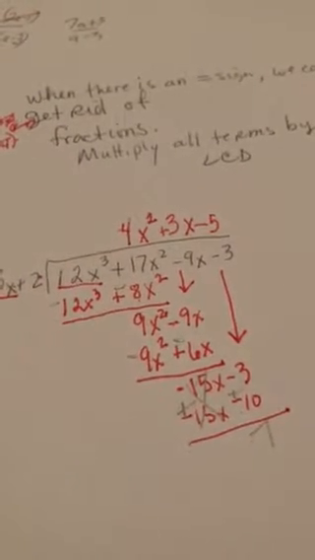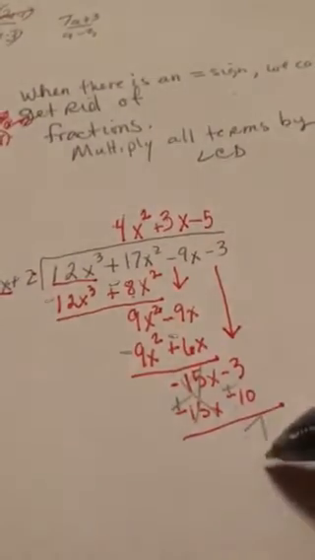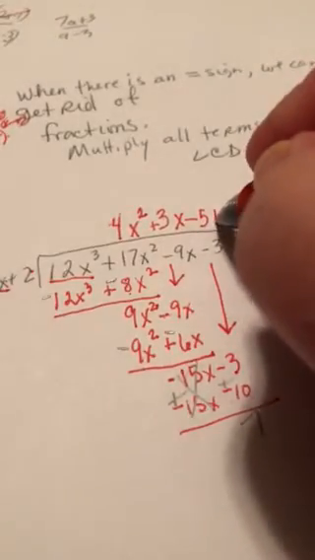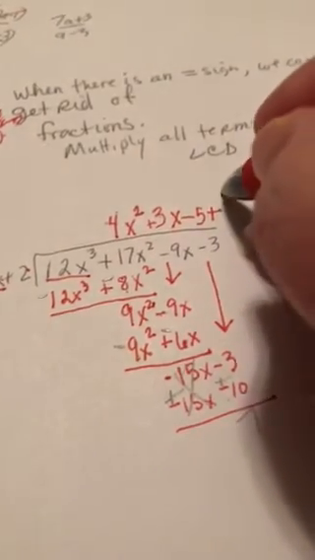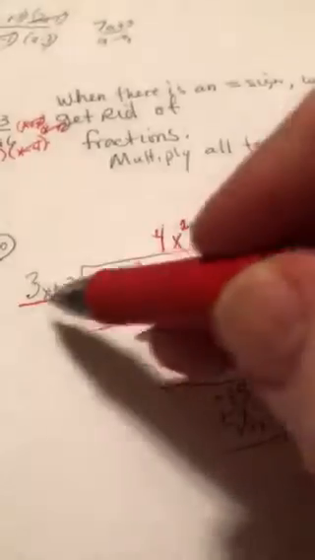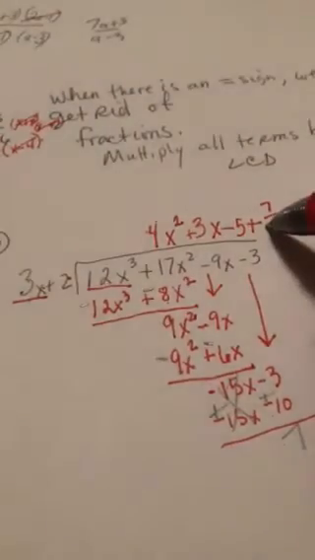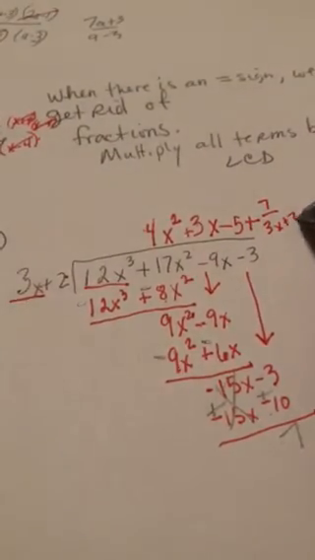So that's our remainder. It's a positive 7, so I'm going to write plus 7, and then on the bottom of the fraction is what we had out here, 3x plus 2.